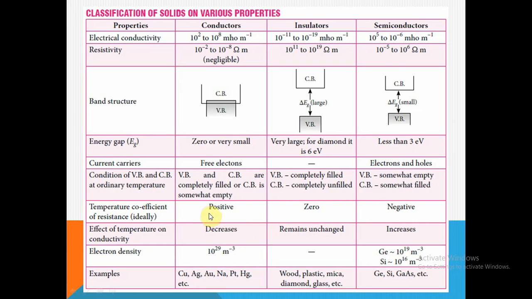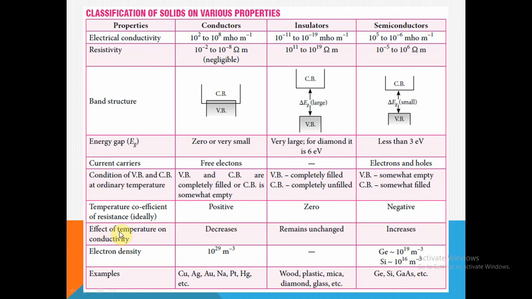Temperature coefficient for the conductor is positive. You can study this temperature coefficient in the current electricity chapter. It is represented by alpha. For insulator, the temperature coefficient alpha is 0. For semiconductor, it is negative.